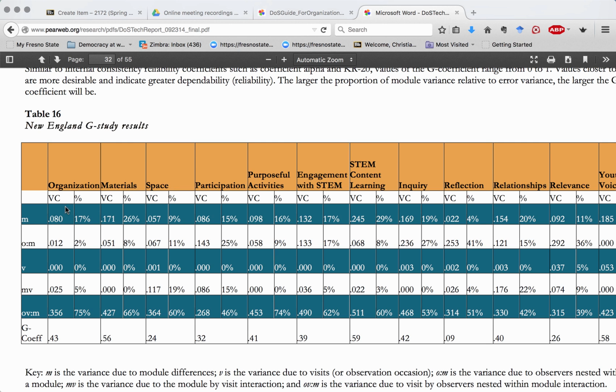So if you have a high association of variation with, for example, the module or with the observers of modules, right, you could say, well, it varies a lot across modules, so probably I should go look at a lot of different modules in order to have a good idea about organization. If the observers draw a lot of variation, then you say, okay, the observers tend to not really agree that much. It tends to matter who the observer is. Then you might want to send in more observers to get a more accurate estimate.